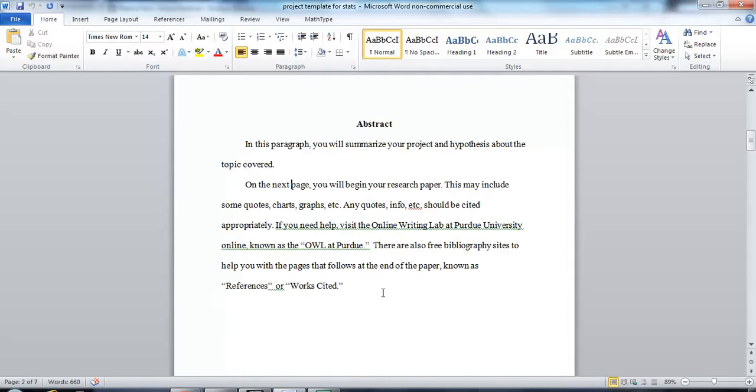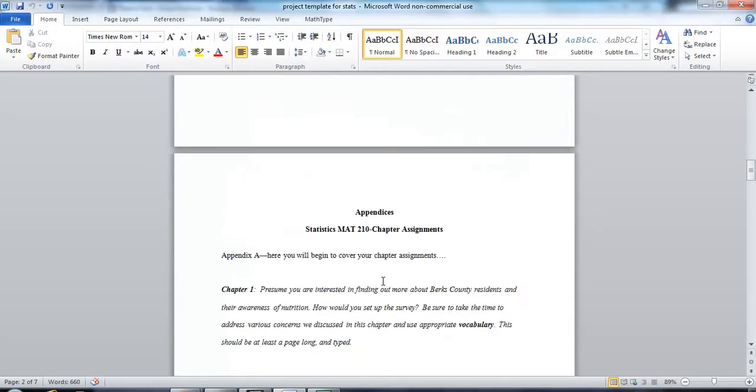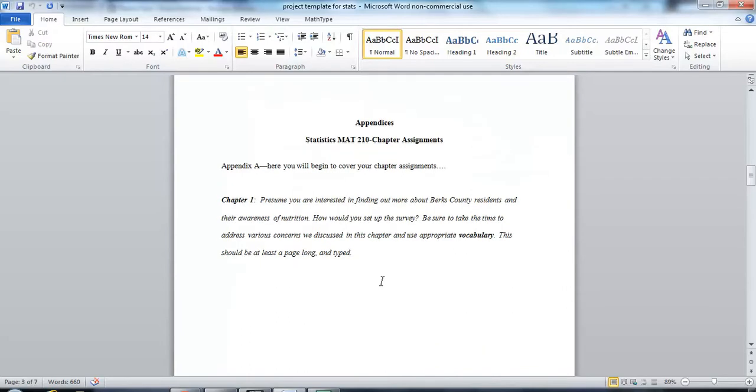If you need help, visit the online writing lab at Purdue, otherwise known as the OWL at Purdue. Use some free bibliography sites if you need help with citations. Take it to 209 if you want someone to read it, I'll be happy to take a quick look at things too. But again, remember this is your final exam, so you want to do a good job on writing a good paper.